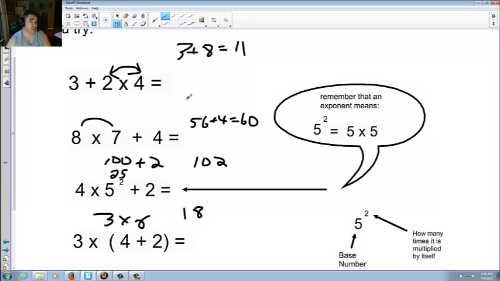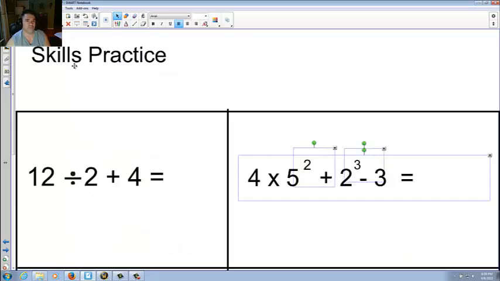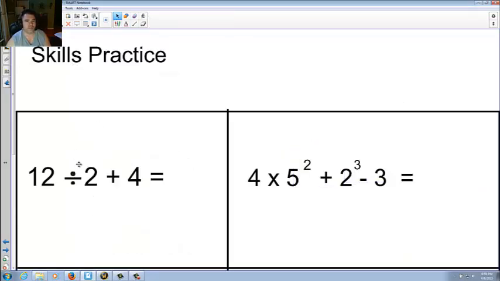Hopefully you got all 4 right. If not, please go ahead and go back in the video and take a look again. Moving on. Some skills practice. We'll go ahead and try these here.